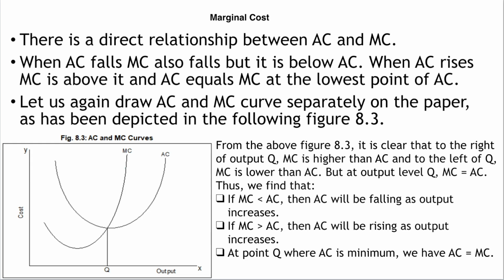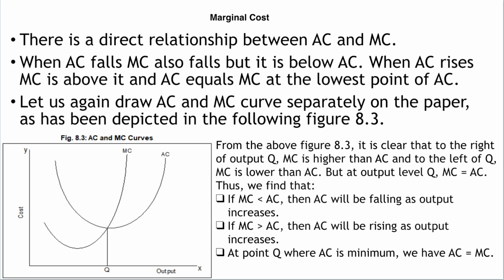There is a direct relationship between AC and MC, that is average cost and marginal cost. When AC falls, MC also falls, but it is below average cost. When average cost rises, marginal cost is above it, and average cost equals marginal cost at the lowest point of average cost. Let us again draw AC and MC curves separately on paper as depicted in the following figure 8.3.